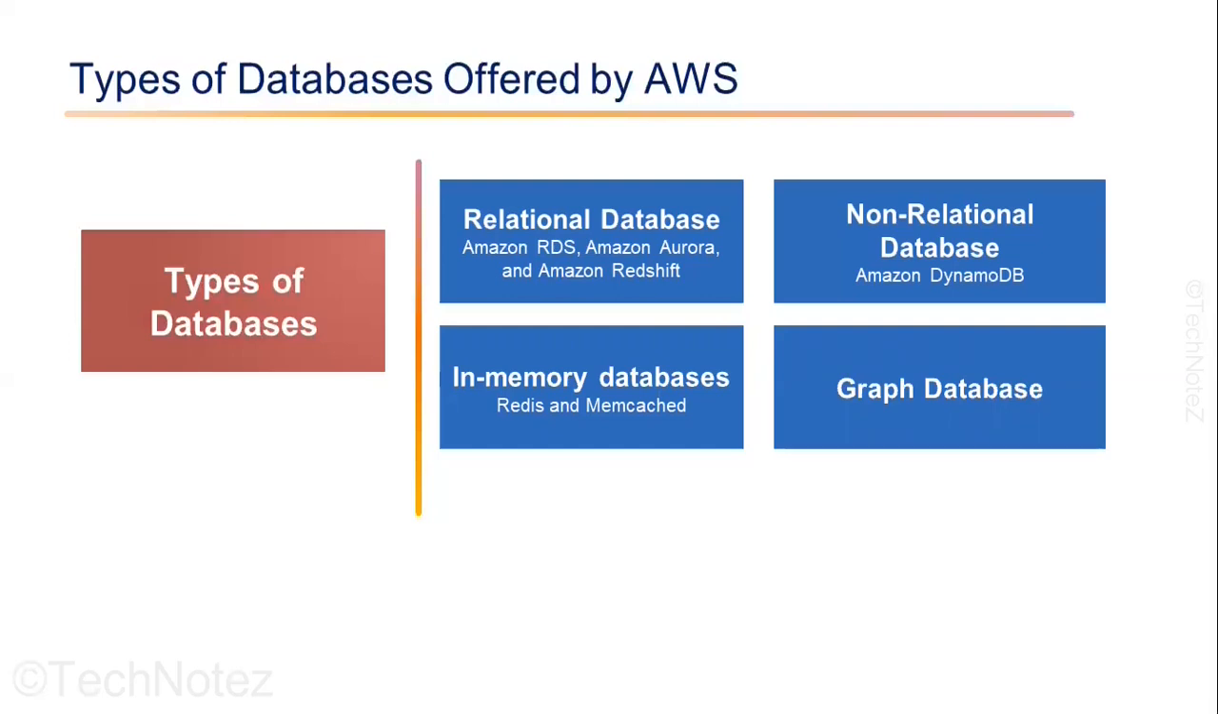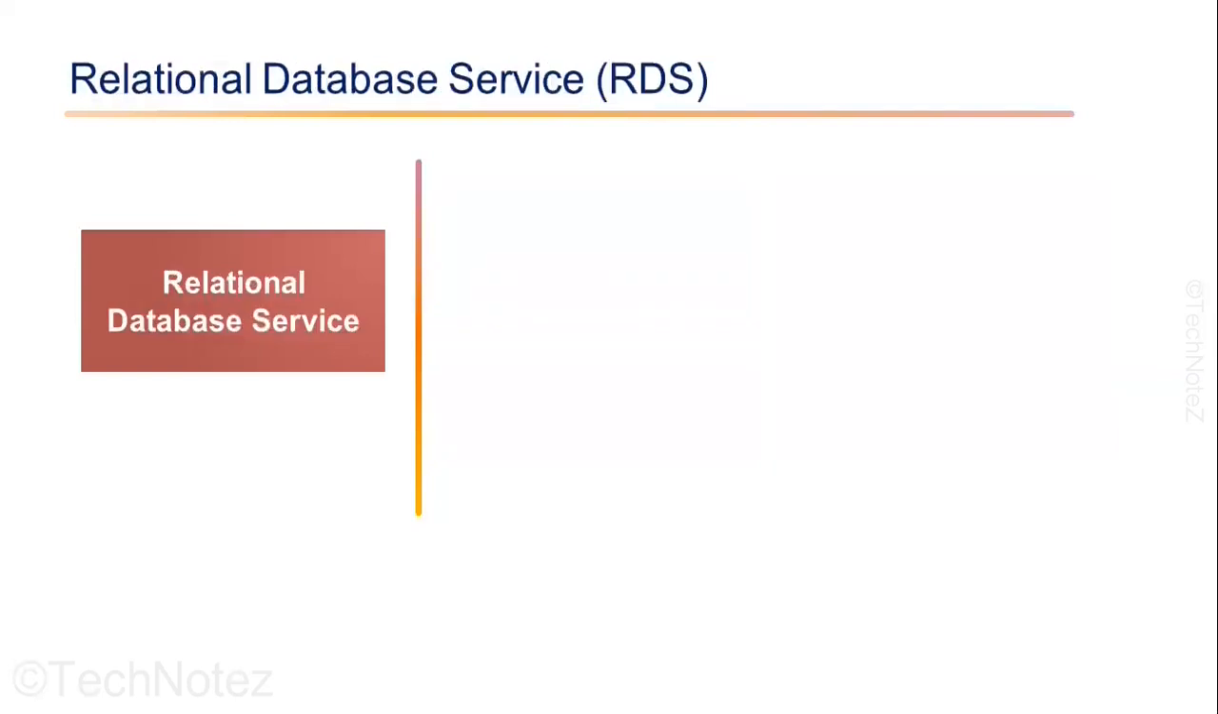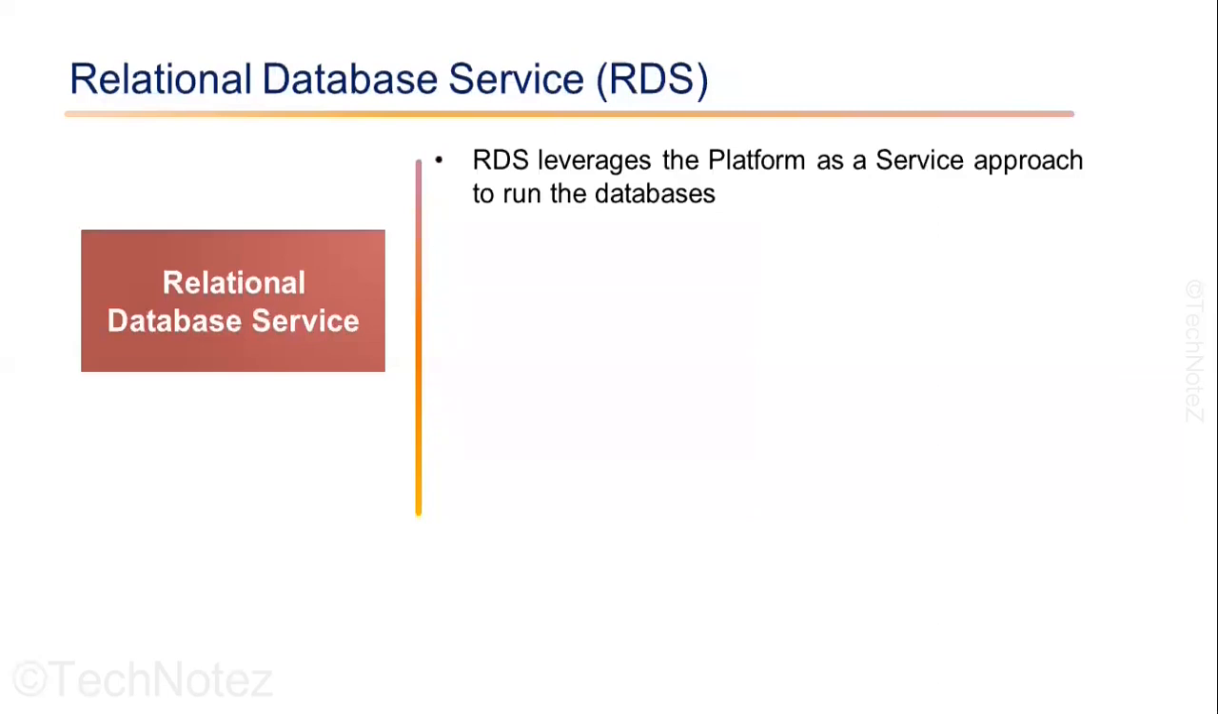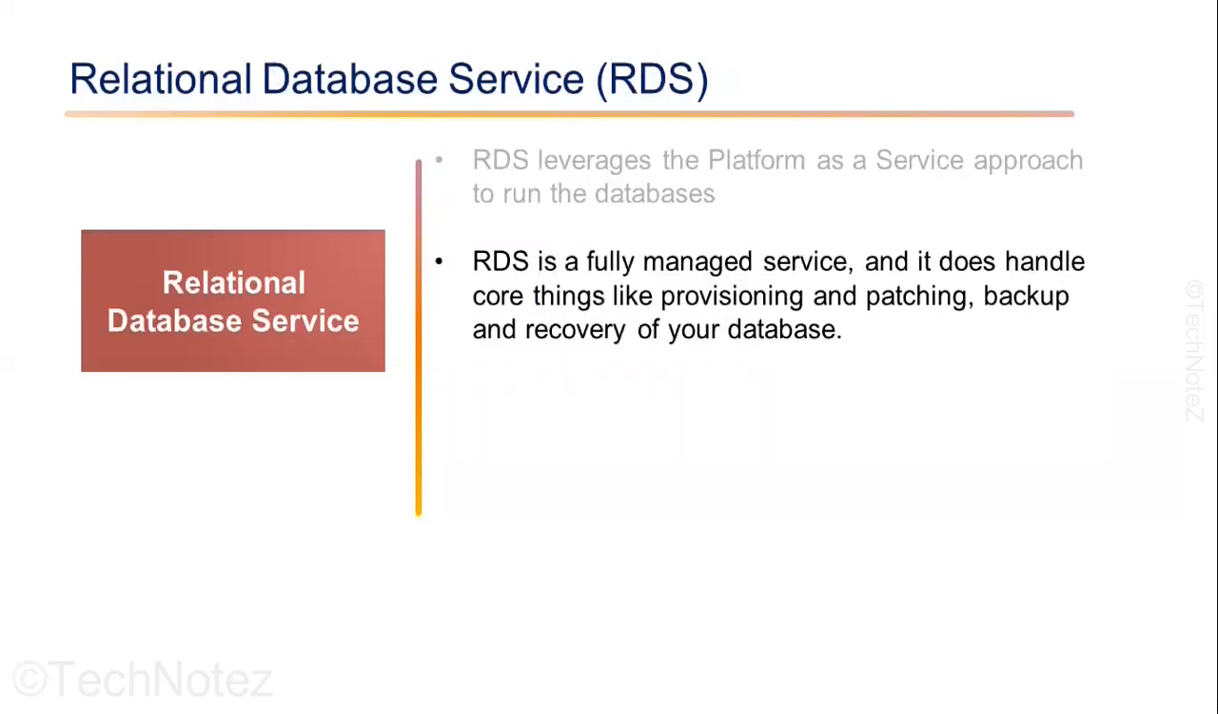Overall, AWS provides a range of database services that cater to diverse business needs, enabling businesses to choose the right database service for their specific use case. Let's talk about the AWS Relational Database Service, or RDS, first. RDS leverages the platform as a service approach to run the database. It is important to note that RDS is a fully managed service and it handles core things like provisioning, patching, and backup and recovery of your database.